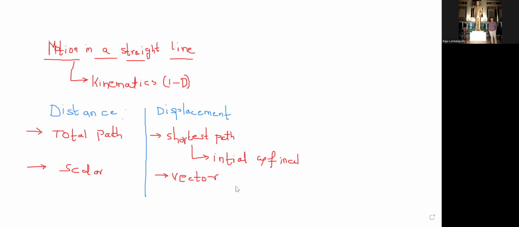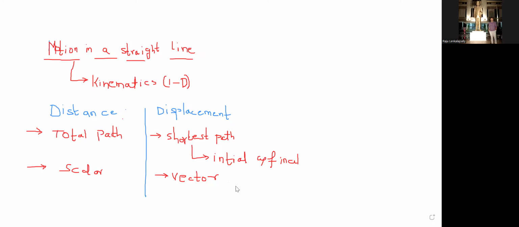The units are the same for both. SI units are meters and CGS units are centimeters. Both units are common here. And one more difference, a very important difference between distance and displacement.